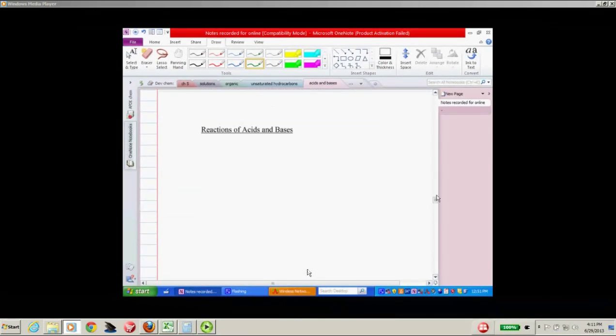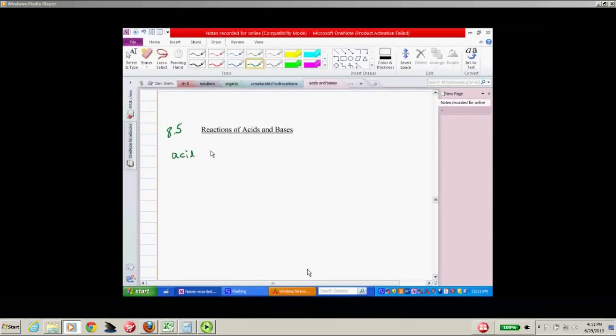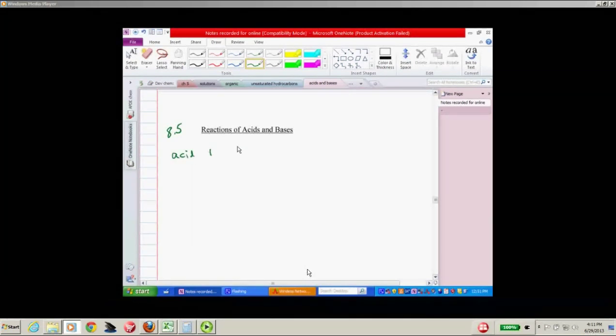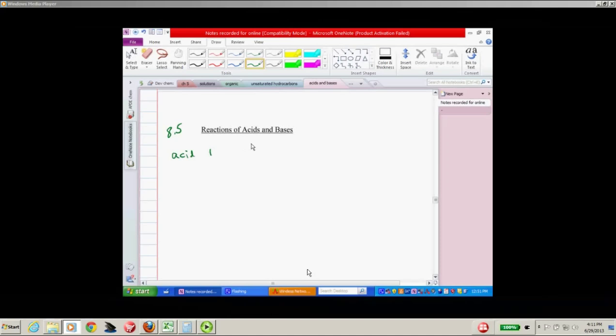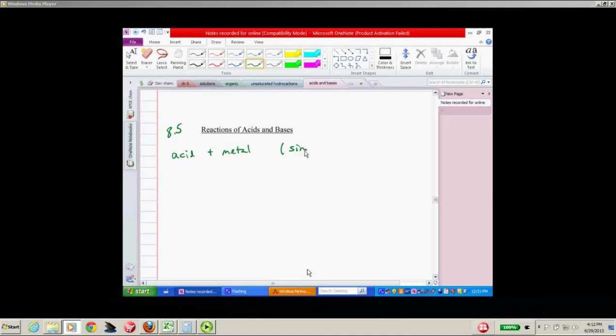Now, reactions of acids and bases. This is also going to review some things we learned in Chapter 5, because the reactions that we learned in Chapter 5 are the same reactions here, just we have acids and/or bases as reactants. And we're going to look at three types. First one is acid plus metal. And this is a single replacement reaction.